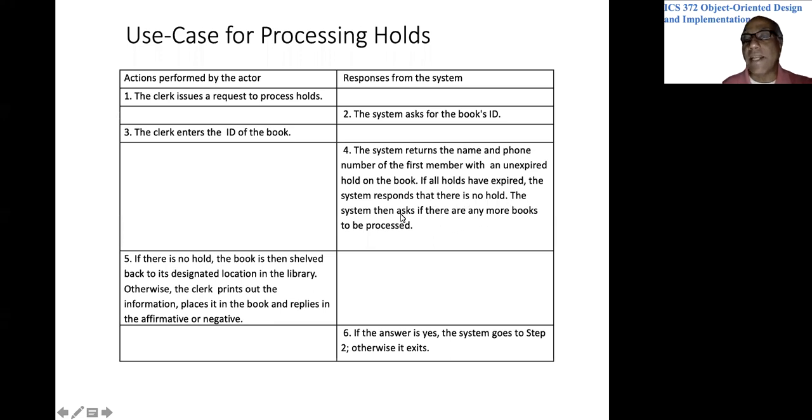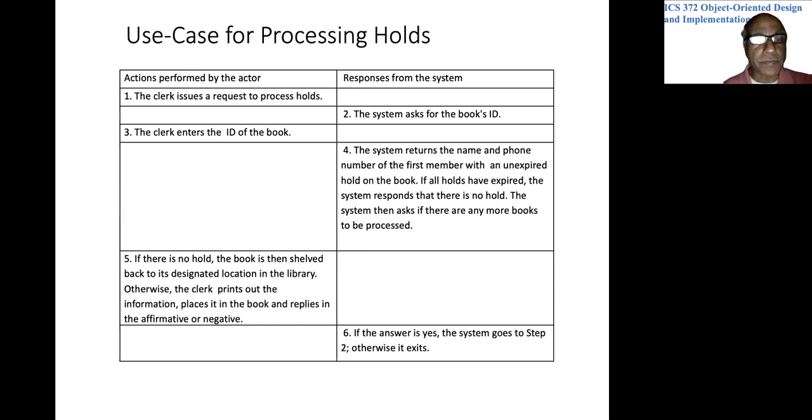So the system then asks if there are any more books to be processed. And here, what is the clerk seeing? The clerk sees whether there is a hold or not. If there is no hold, of course, the book should be just shelved. So that is the first thing. If there is no hold, the book is shelved.